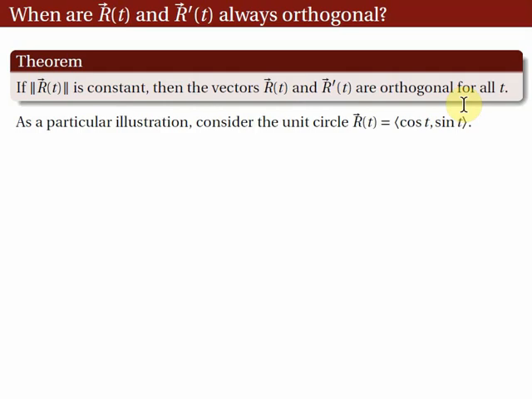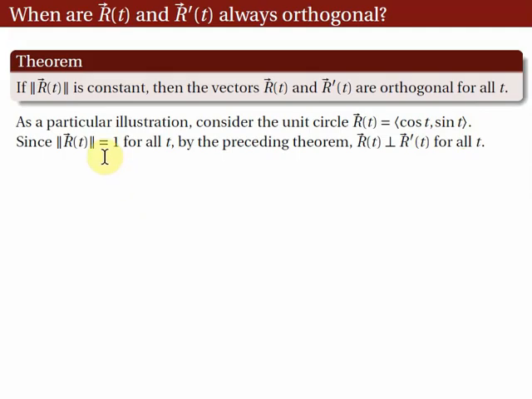As an illustration, let's consider the unit circle defined by the vector equation r of t equals cosine t, sine t. Note that the norm of r of t is the square root of cosine squared t plus sine squared t, and that is just 1. So since the norm of r of t is 1 for all t, then by this theorem, r of t is orthogonal to r prime of t for all t.